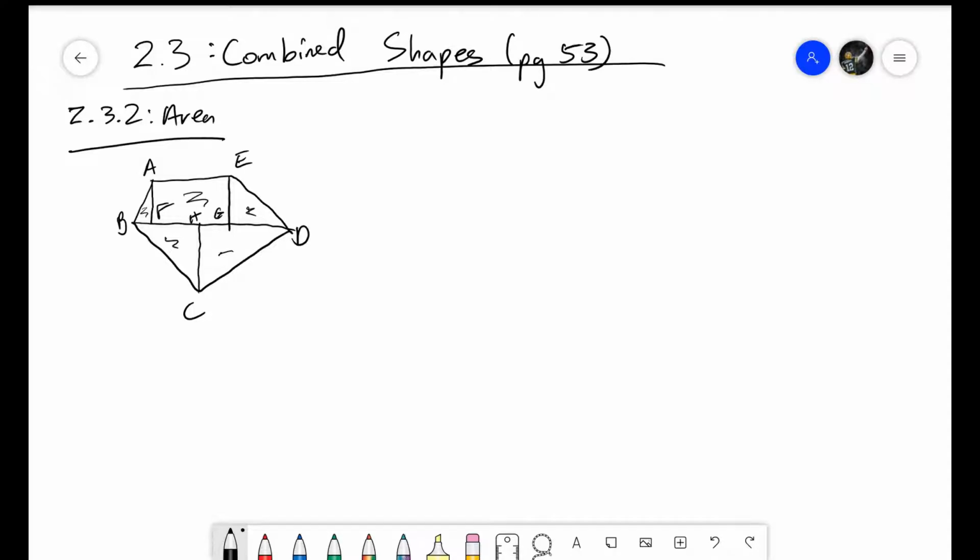So in this case, the area of pentagon ABCDE is equal to the area of ABF plus BHC plus CHD plus DGE plus the rectangle AFGE.